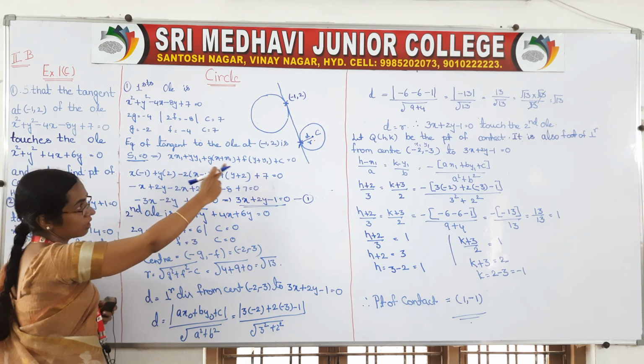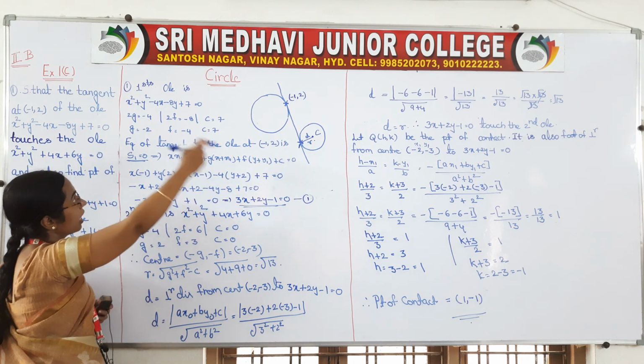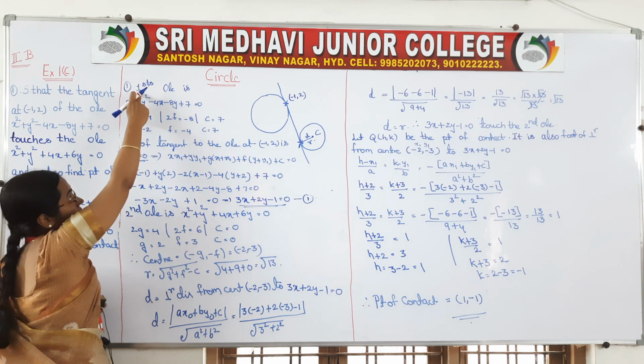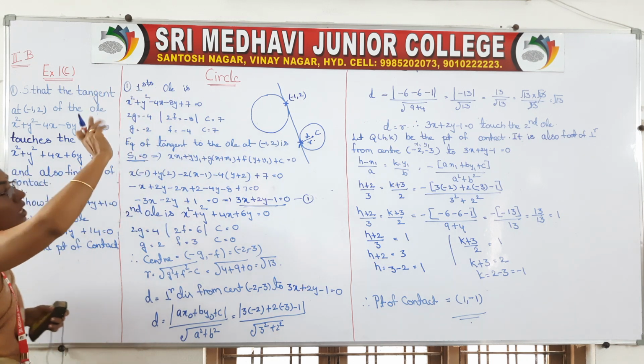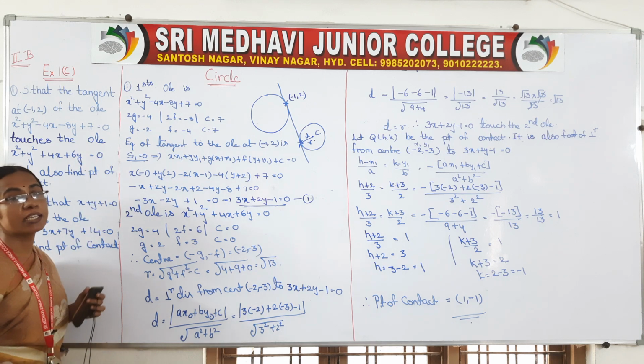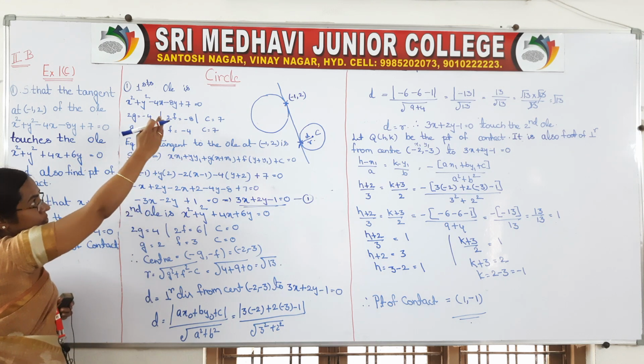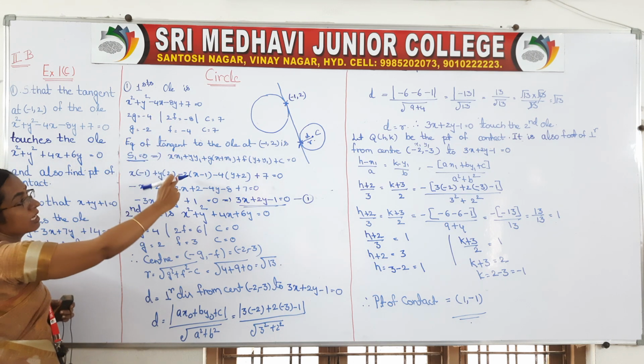So to get our g, f, c values, we will compare. First we will take the first circle equation. We will compare it with the general equation. So 2g, 2f, with that you will get 2f, c.